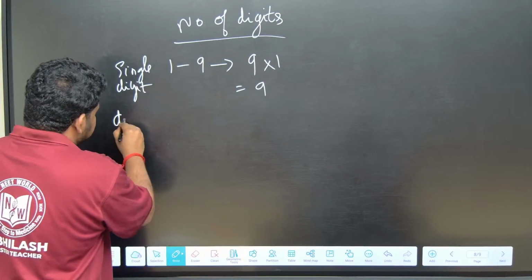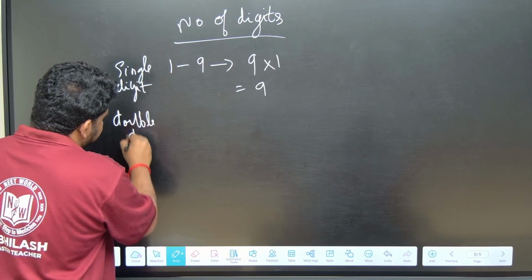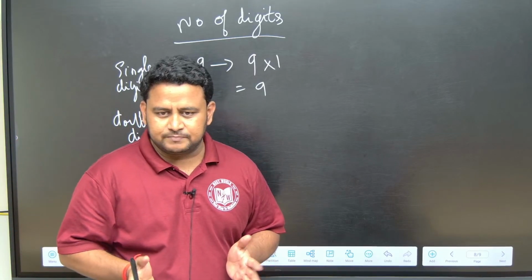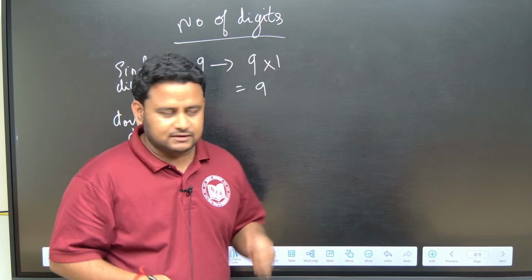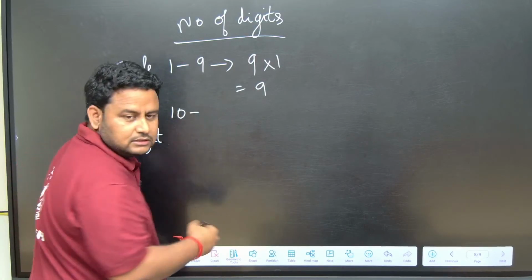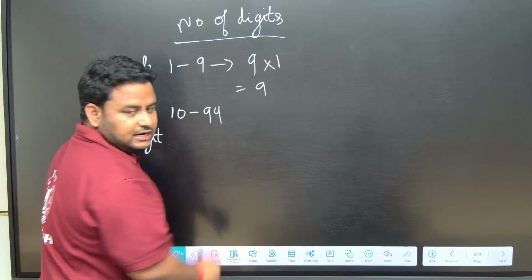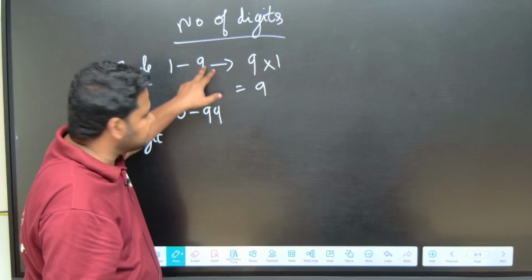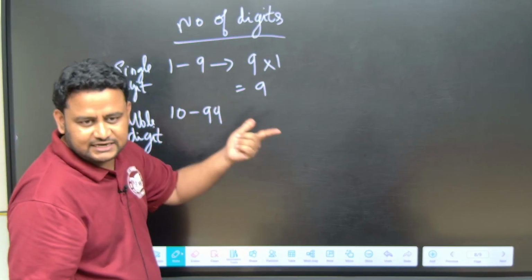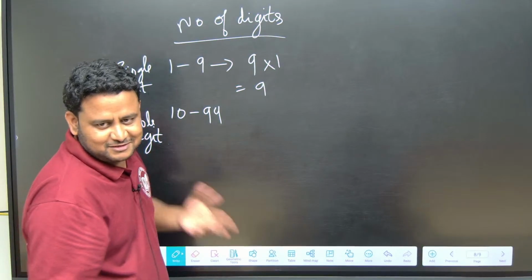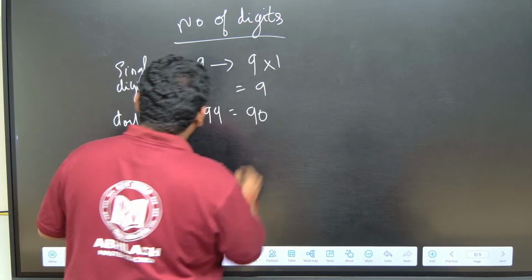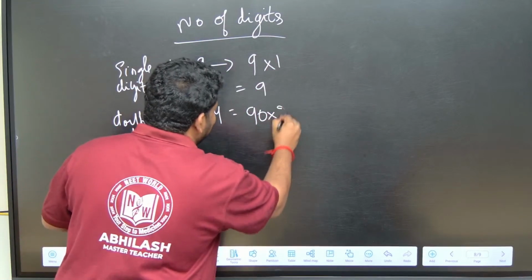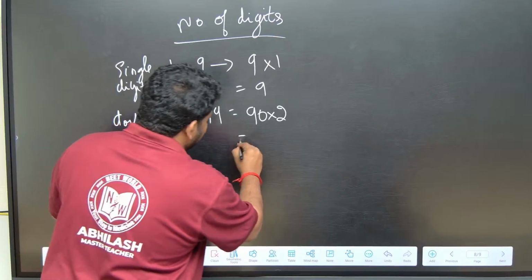Double digit. Double-digit numbers start from where? 10. So 10 to 99, because 100 is triple digits. How many numbers are there from 10 to 99? No need to worry: 99 minus 9 is 90. 90 is a very important number for us. So 90 double-digit numbers means you have to multiply by 2. So 90 into 2 is 180.